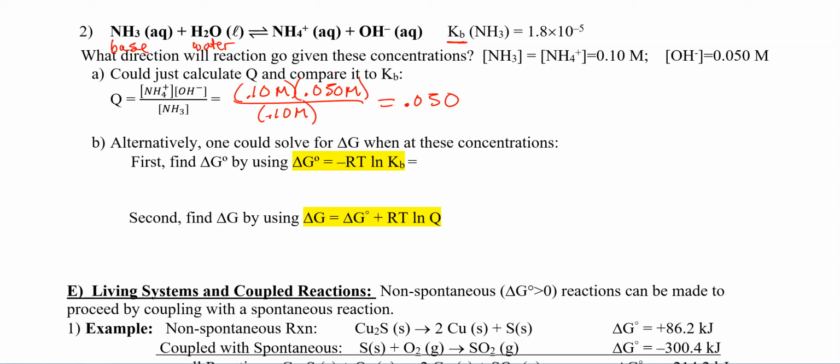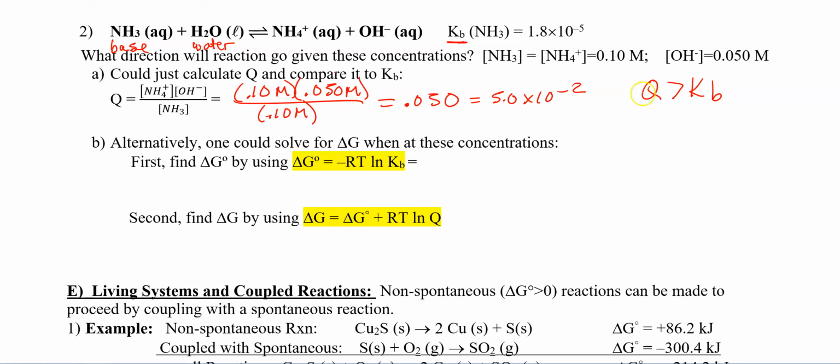And the K is 1.8 times 10 to the minus 5. So this is obviously 5.0 times 10 to the minus 2. That Q is a greater number than the Kb, right? So Q is greater than the Kb. This is 5.0 times 10 to the minus 2. This is 1.8 times 10 to the minus 5. Okay, so the Q is greater than the Kb. So what does that tell us?